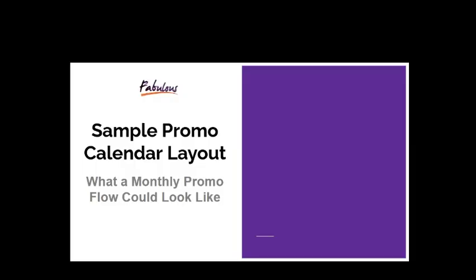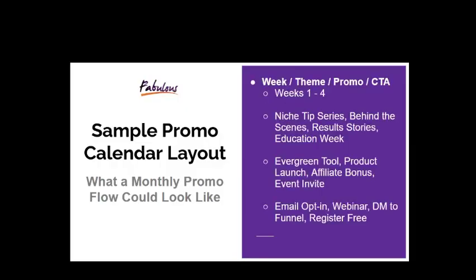All right. So if you're thinking about what a promo calendar layout would look like, I want to provide you with a sample promo calendar layout now. This is what a monthly promo flow could look like for you. It's broken down into four different categories: the week, the content theme, the promotion, and the call to action, all stuck together.